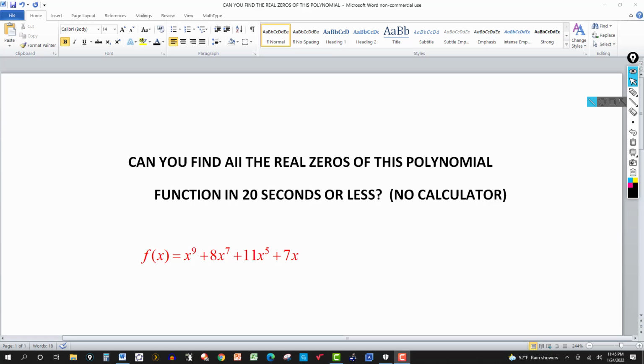So this is the problem. Can you find all the real zeros of this polynomial function in 20 seconds or less, or close to it? No calculator is allowed.